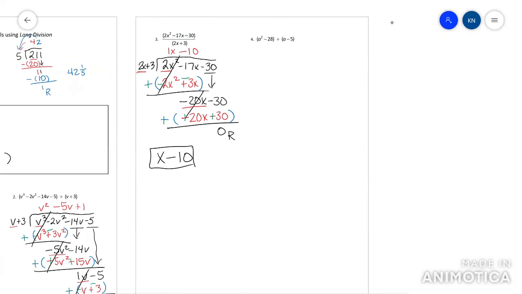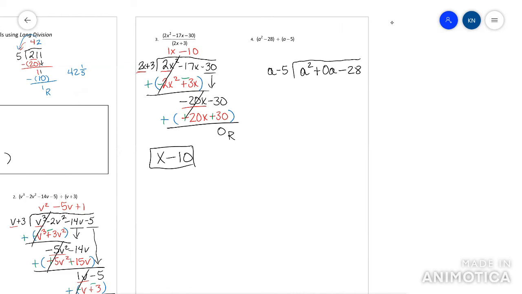All right, and then this last one. So it's a squared minus 28. A squared. If you just put it like this, you've already lost. You have to cover all of the variables. So there are 0 a's here. This is what I'm talking about. You have to cover that. That is super important. So it's really like this, divided by a minus 5.